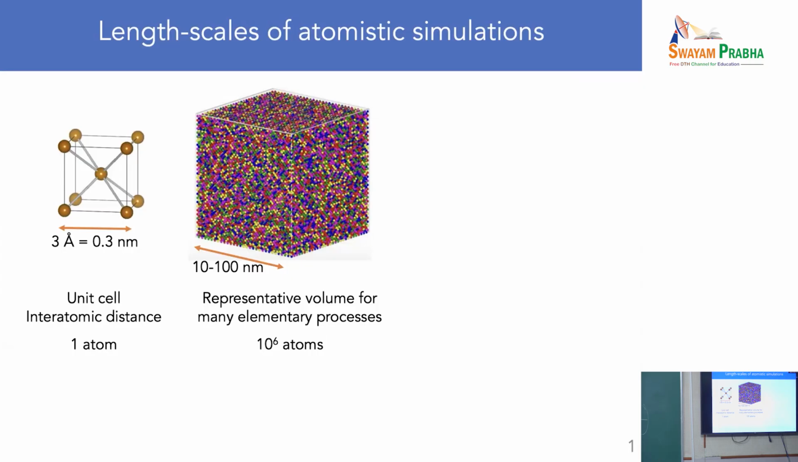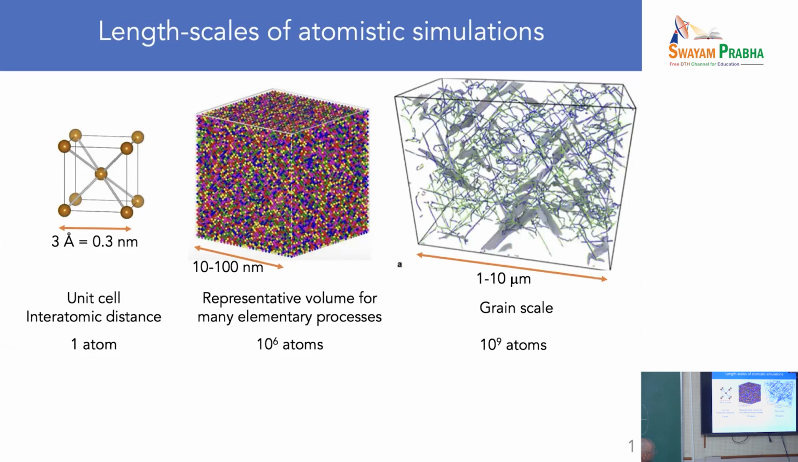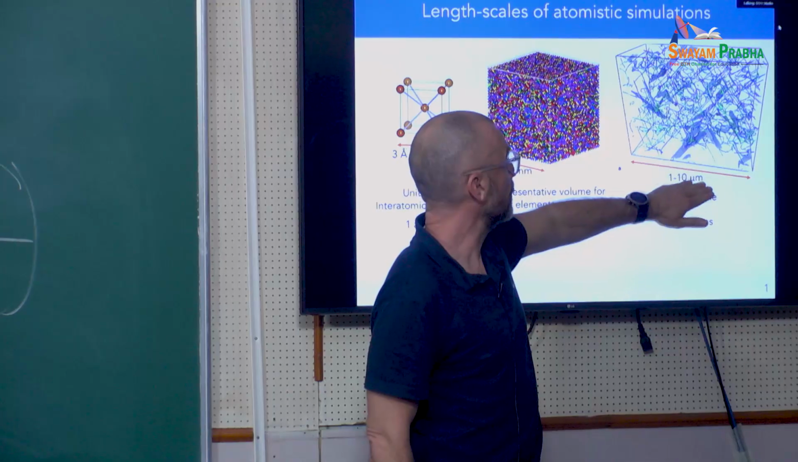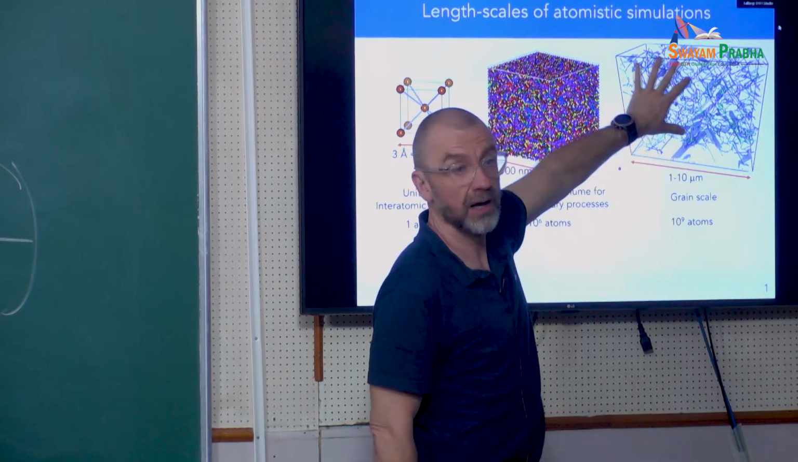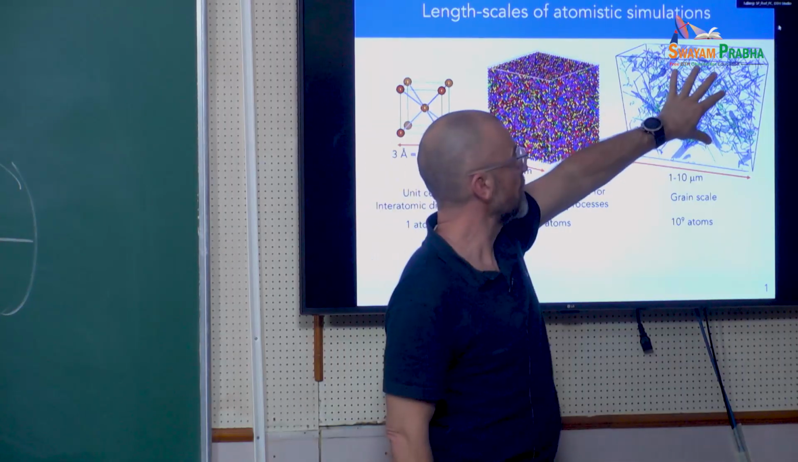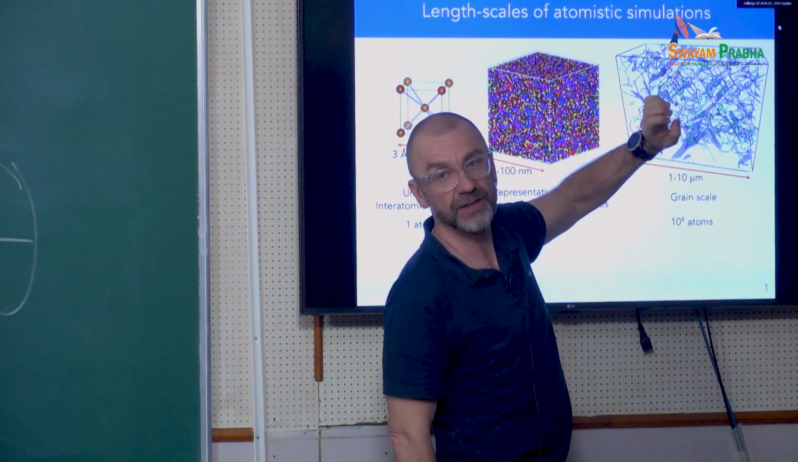And then you can also go to the scale above. So that would be the grain scale. So the size would be, say, from 1 micron to 10 or more microns, where you don't try to simplify your problem. You just run a big simulation and you look at what is happening.